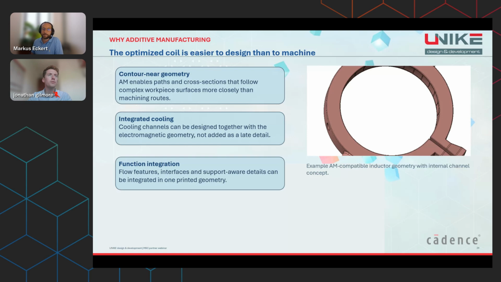This matters because cooling cannot simply be added later. It affects wall thicknesses, leak tightness, coil temperature, and available space. Additive manufacturing also enables functional integration such as connectors, flow features, or support-aware geometry details. In this sense, additive manufacturing is not only a manufacturing method, it becomes a design enabler for the entire tool concept.